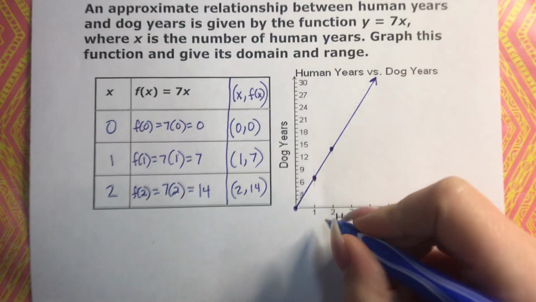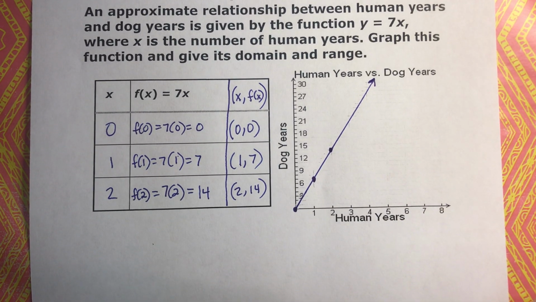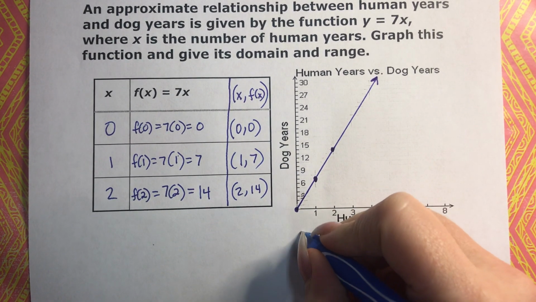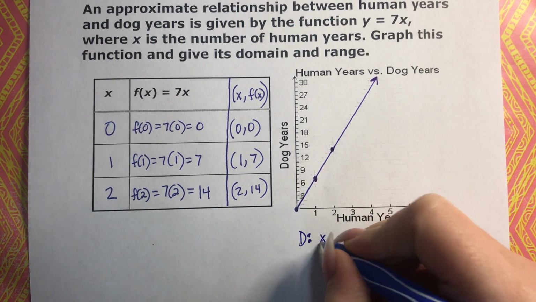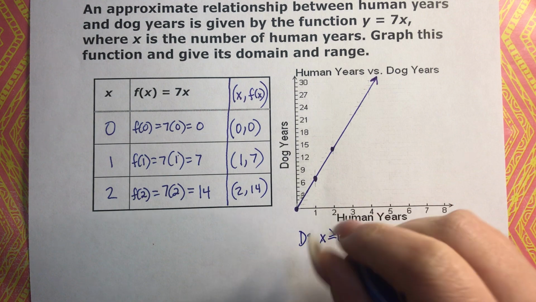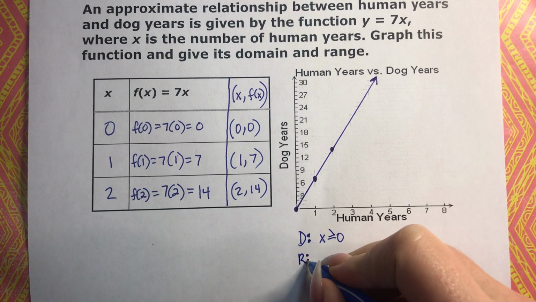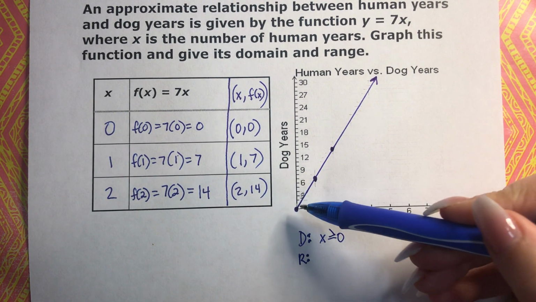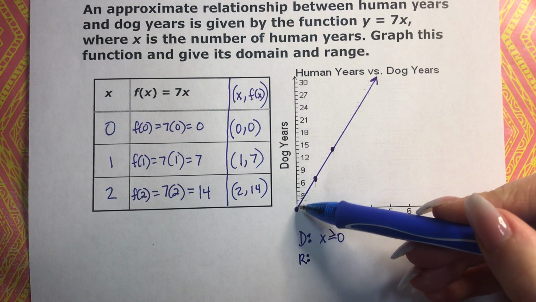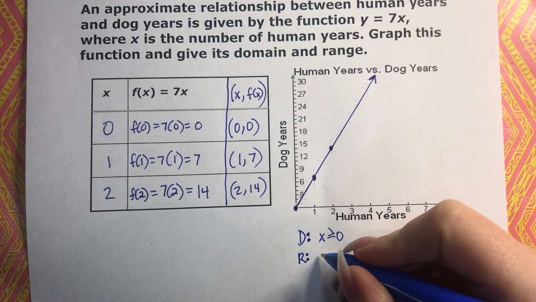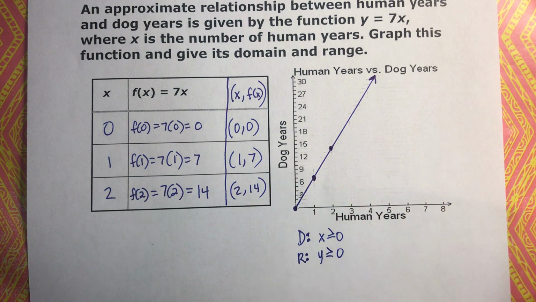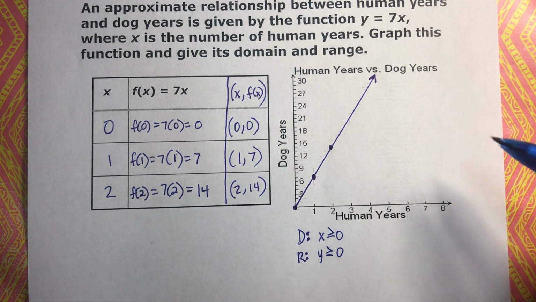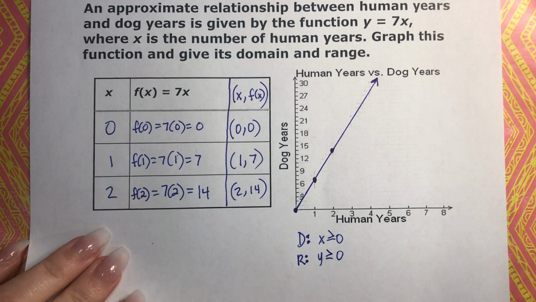So for this, we're going to say that the domain is x is greater than or equal to 0. And then the range would be the y values, which again, we start at 0 and it goes on and on forever. So we would say y is greater than or equal to 0. So that would be the domain and the range of this particular application. All right, let's go ahead and look at the next one.